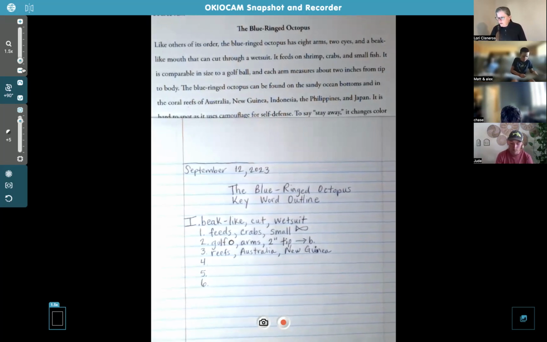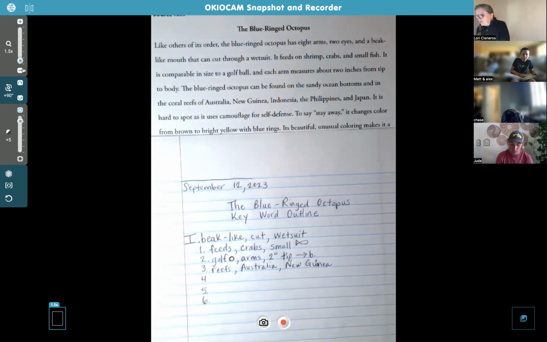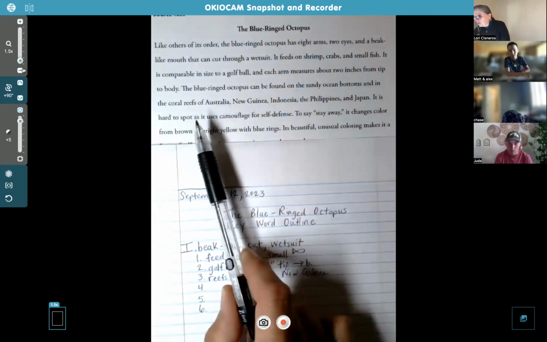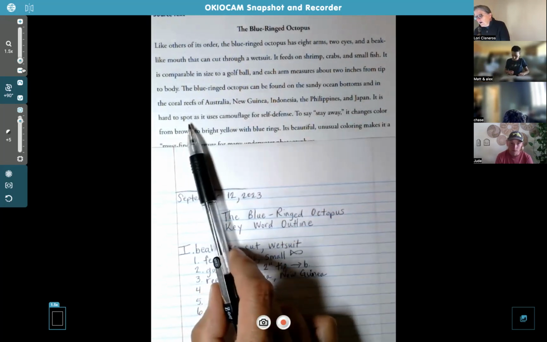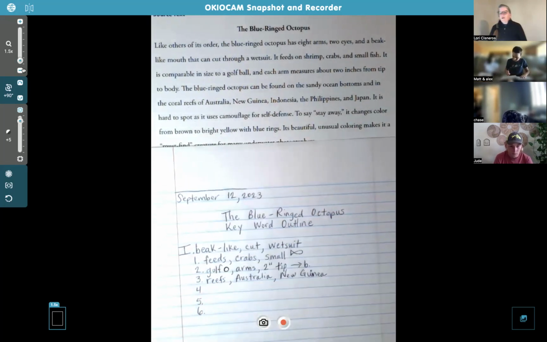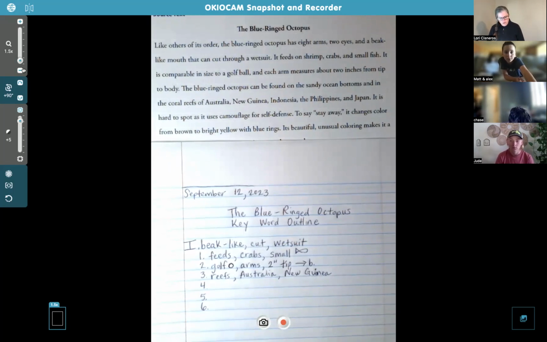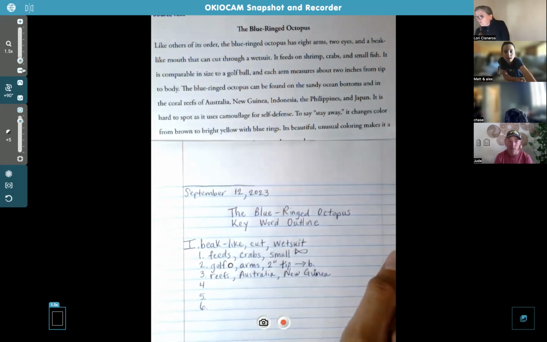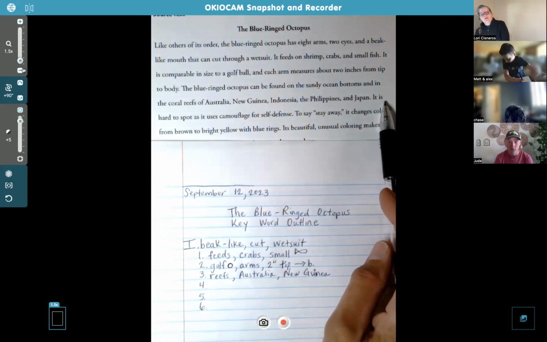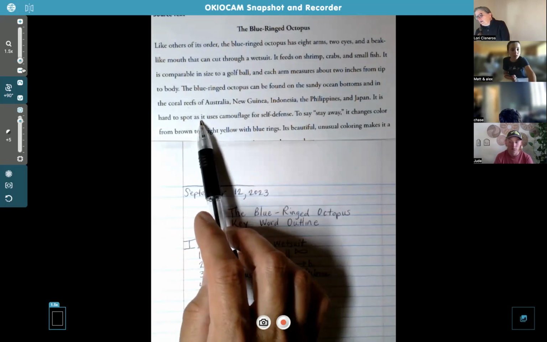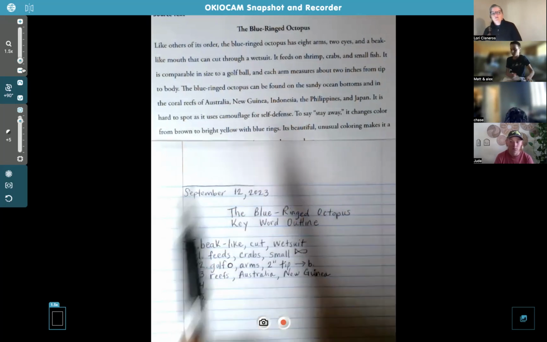Okay. Looking at the next sentence, I'm going to have Matt do the next one. And it starts right here with, it is, I'll just read the sentence. It is hard to spot as it uses camouflage for self-defense. So what are some keywords that you see there, Matt? Where are you reading? Right here where it says it is, right after the word Japan. It is hard to spot as it uses camouflage for self-defense.